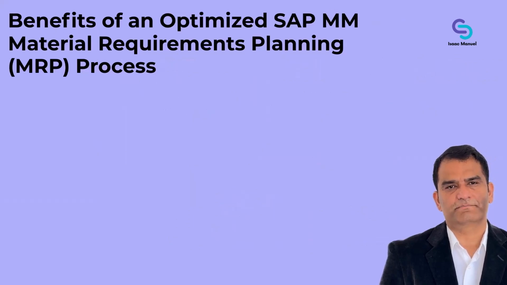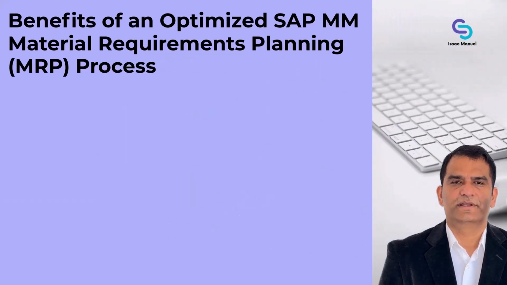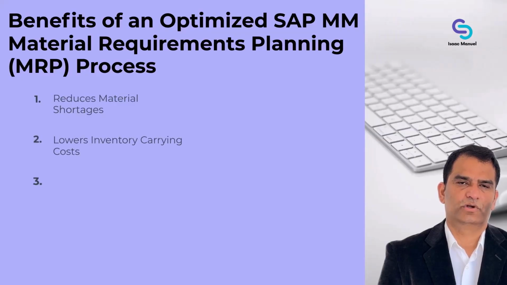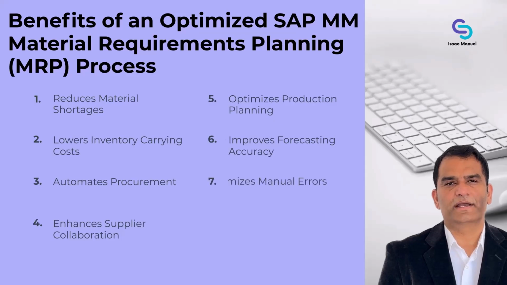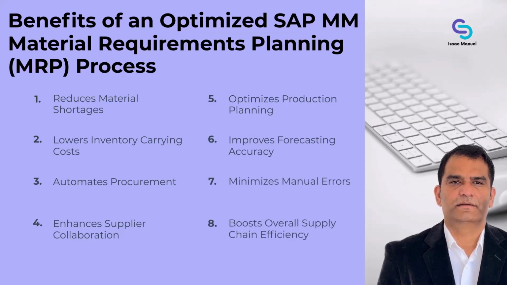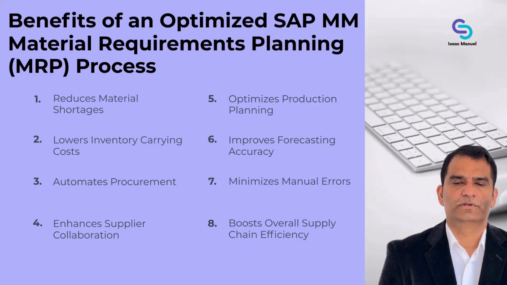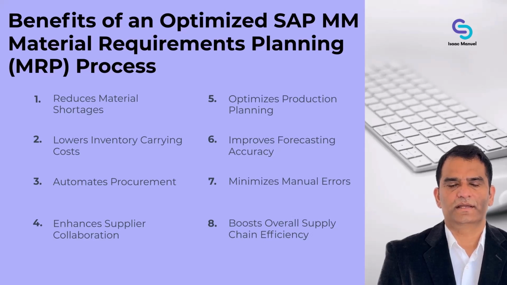Implementing MRP in SAP MM offers significant business advantages, from reducing stockouts to improving supplier collaboration. By configuring MRP settings effectively, businesses can streamline procurement, lower costs, and enhance production planning. Optimized MRP ensures materials are always available at the right time, improving efficiency and cost management across the supply chain.